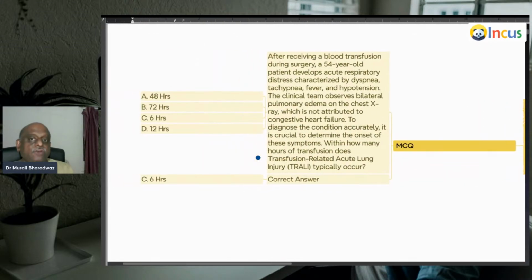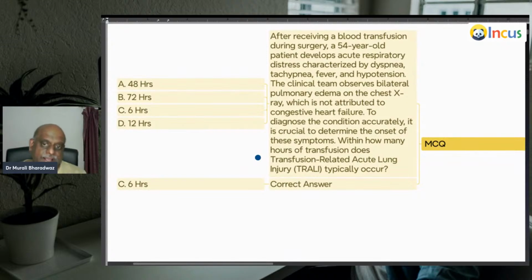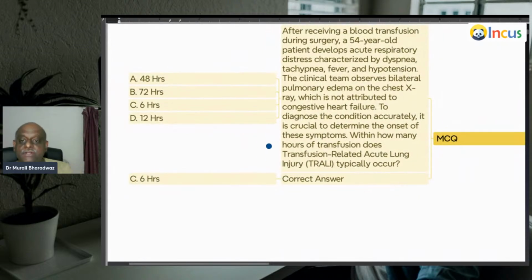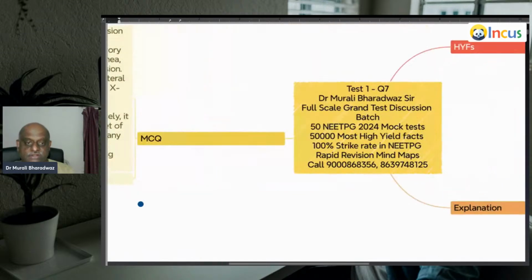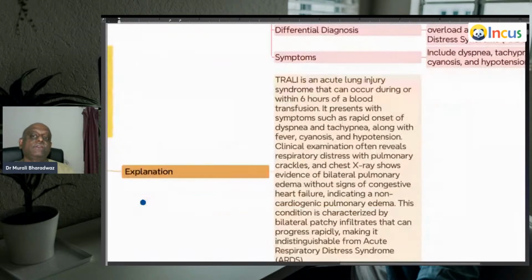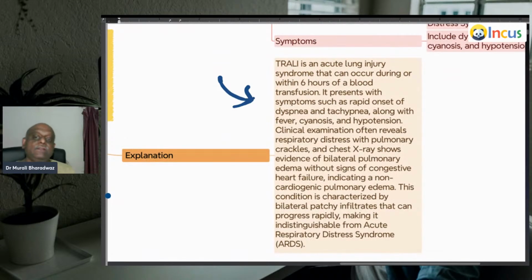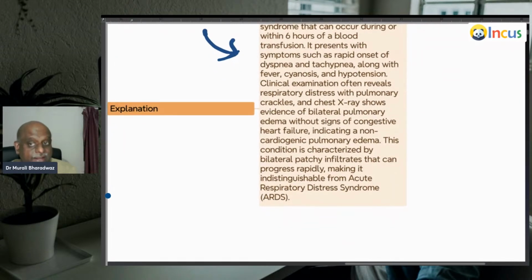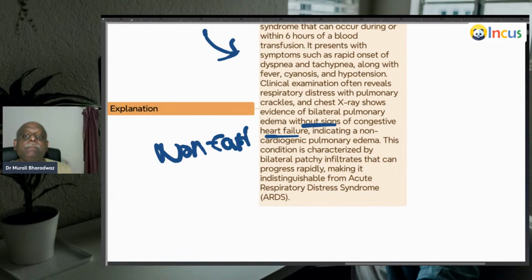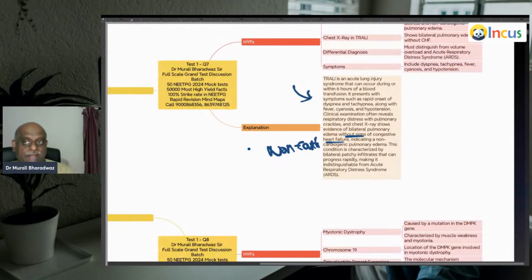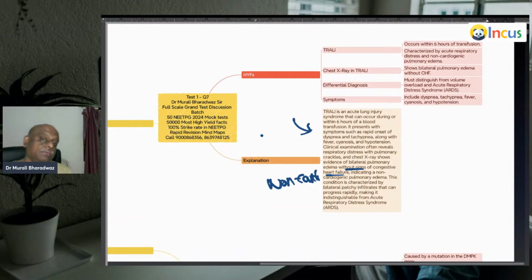After receiving a blood transfusion, a 54-year-old developed tachypnea. After how many hours does transfusion-related acute lung injury typically occur? 6 hours. Typically after 6 hours, TRALI typically happens, and there will be pulmonary crackles, bilateral pulmonary edema without any signs of congestive failure, indicating it is a non-cardiogenic pulmonary edema, is what you need to remember. So you should be very sure. TACO versus TRALI, one of the favorite MCQs of the examiner.